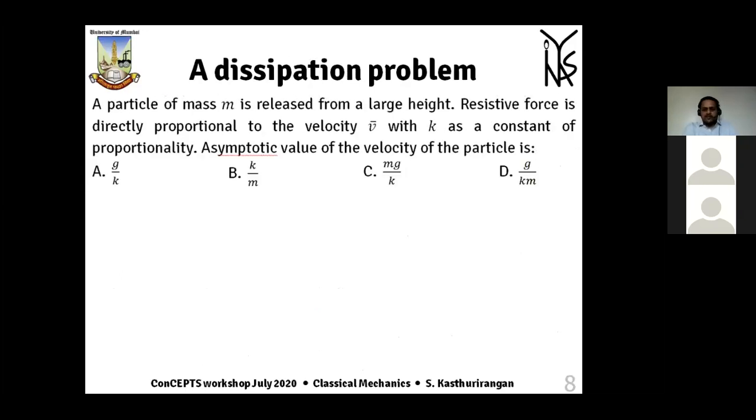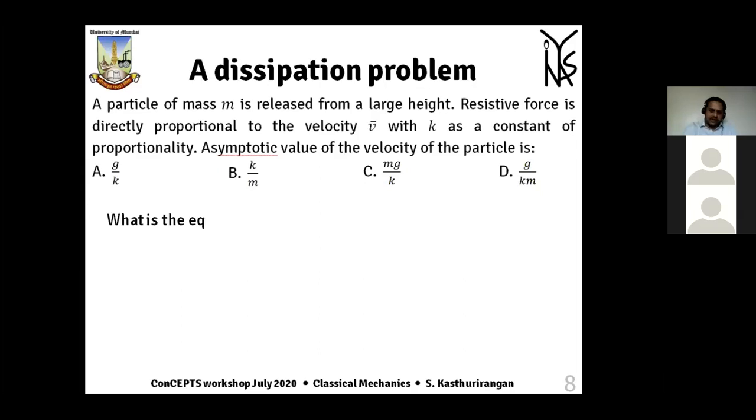Another type of problem which you come across is dissipation. When a dissipative force is present, how do you go about it? This particular problem has a straightforward answer which some of you can try to guess. Maybe all of you will guess it. But let us go through the motion of how to solve this problem properly.